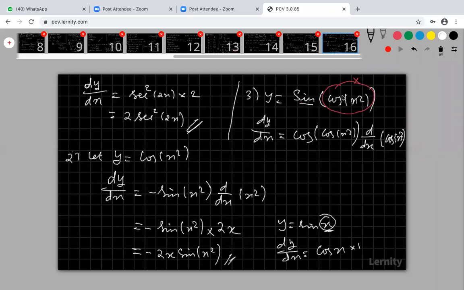But here it is not x, it is cos of x square, so differentiate this cos of x square. So therefore this is cos of cos x square. What is the differentiation of cos of x square? Minus sine of x square. Again differentiate that x square, because here you consider this as x. Cos x differentiation is minus sine x. And now differentiate this x, x means that is x square, d by dx of x square.